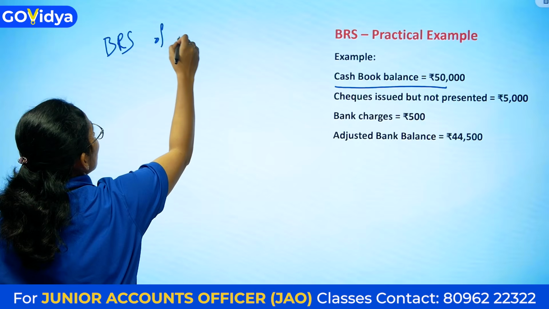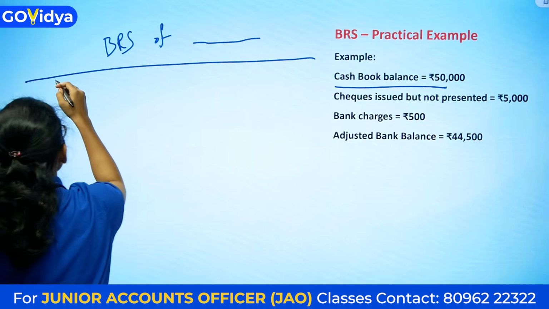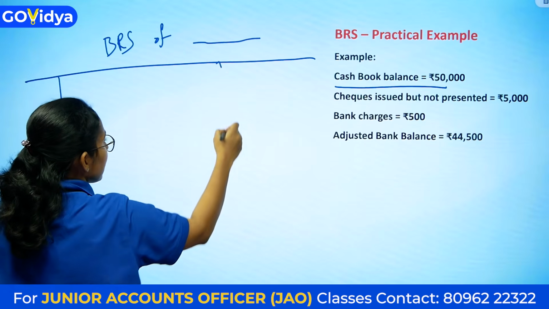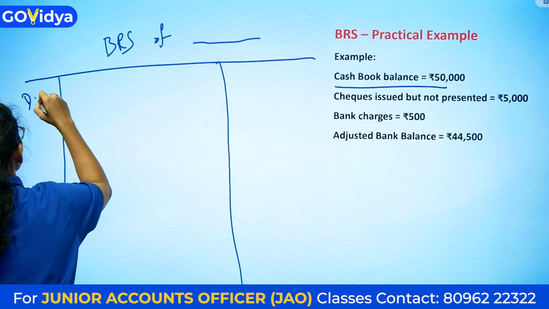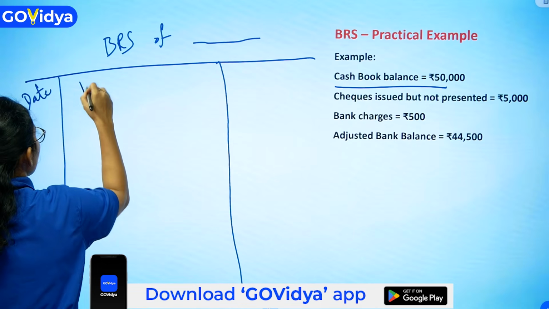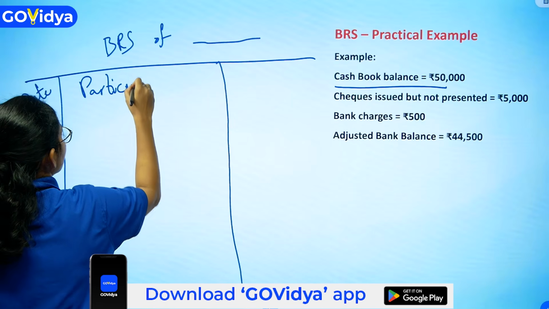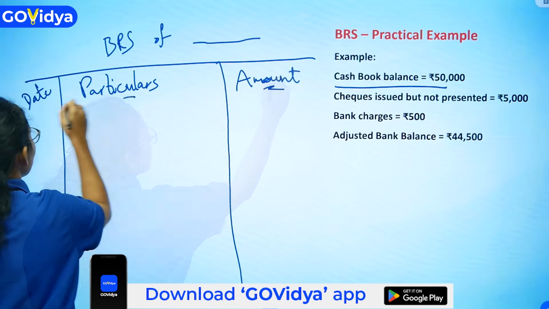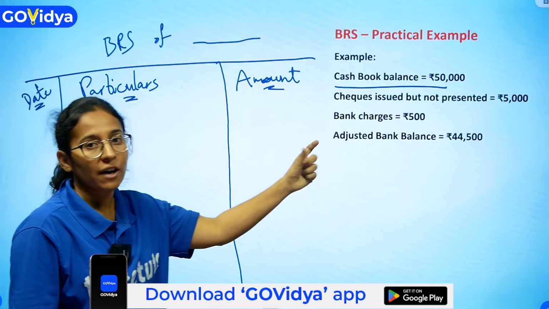BRS of some X entity as on so and so date. Now, the format: dates. We don't have any dates here, so you can ignore the date column. And again, particulars and the amount. We are ignoring the date column because we don't have the dates there.